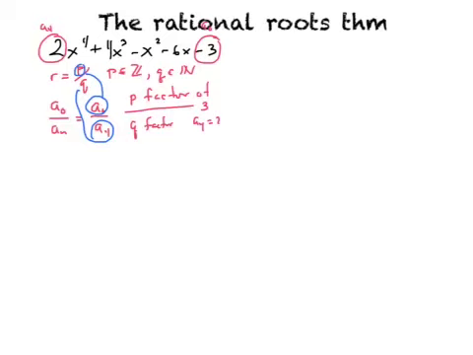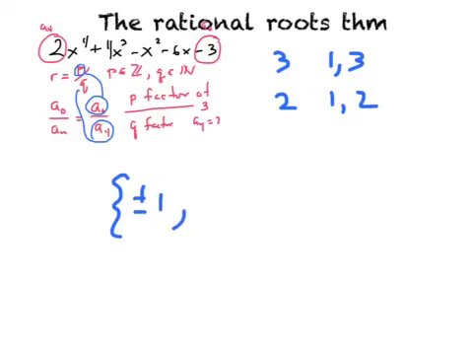Let's start by listing the factors. p has to be a factor of 3, so the factors of 3 are 1 and 3, since 3 is prime. And for 2, the factors are 1 and 2. So let's look at all the possible combinations we can make from that. First of all, we can have 1 divided by 1, which is 1, so we can have plus or minus 1. We can have plus or minus 1/2.